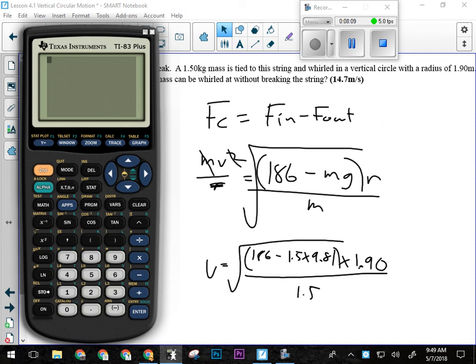So, 186 minus 1.5 times 9.81, multiply that by 1.9, divide that by 1.5, and then square root it. So our maximum speed is 14.7 meters per second, because it will definitely break at the bottom. Any other ones giving us trouble that we need to go over?